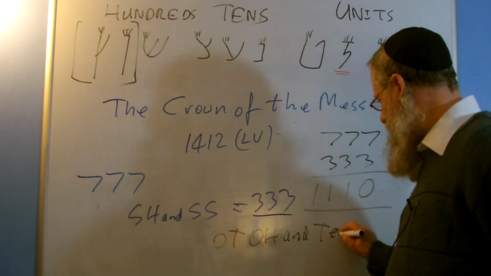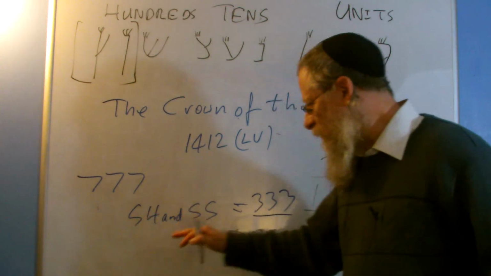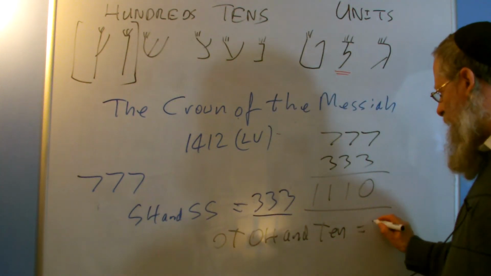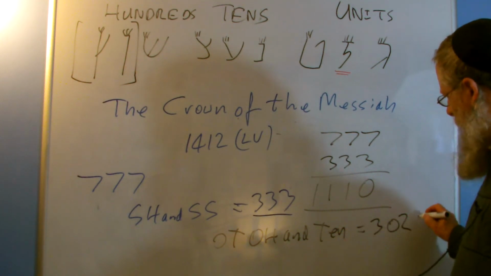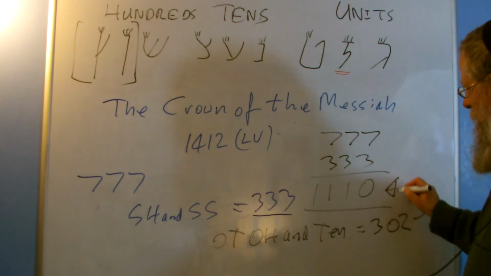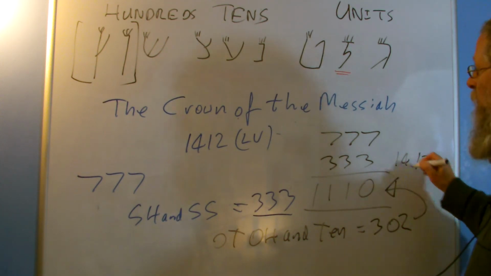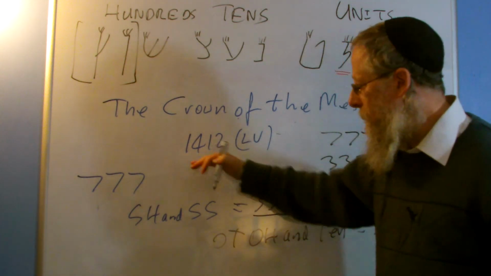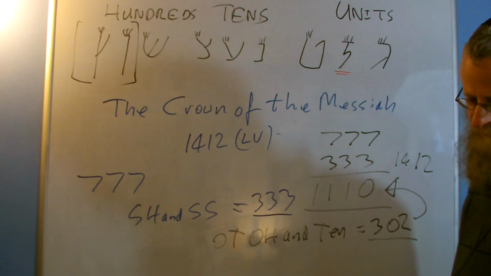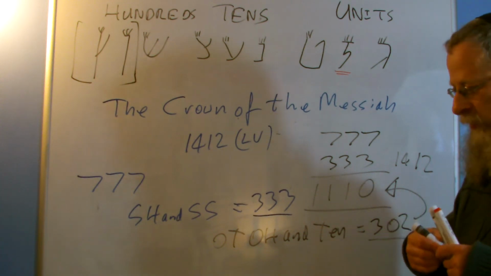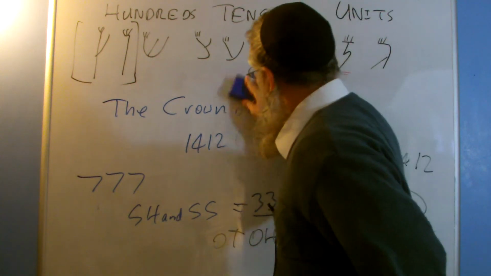Now, if I work out what this number is as a word, 1110, being very lazy tonight, if I were to write it all out, 1110 as a word, and work that out, I'll get 302. Added to that gives me 1412, which is what I've got here, the crown and the Messiah. And the number 302 is connected to the word Mashiach, because this is the last thing I'm going to mention.